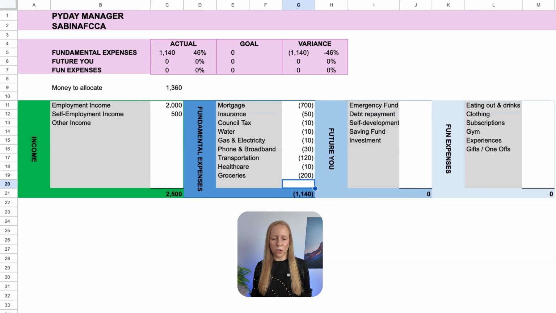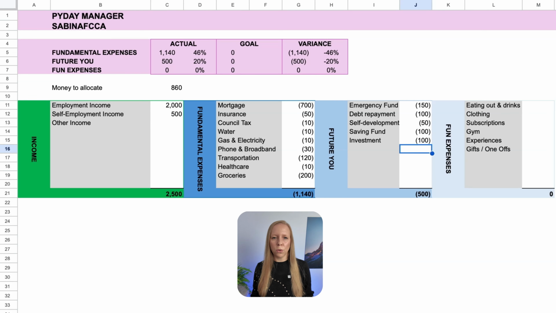In the future you category, you want to allocate the amounts that you spend for your savings and investments into a life that you envisage in the next 5 to 10 years. That's things such as emergency fund, specific savings funds such as for your house deposit or for your wedding, and debt payments and your investments. I will put that in the blue category. I will put 150 for my emergency fund, 100 for my debt repayments, 50 for my self-development and education, 100 for my saving fund, and 100 for my investments.